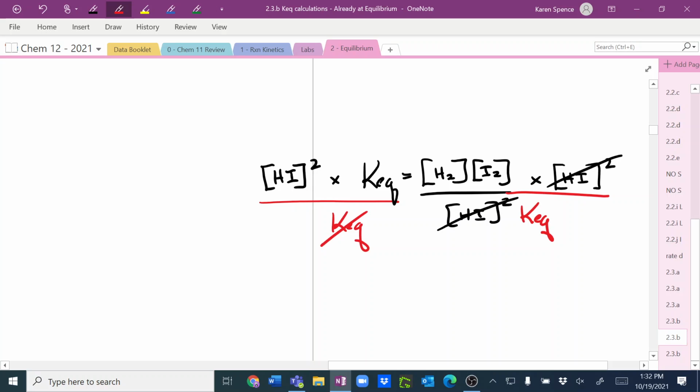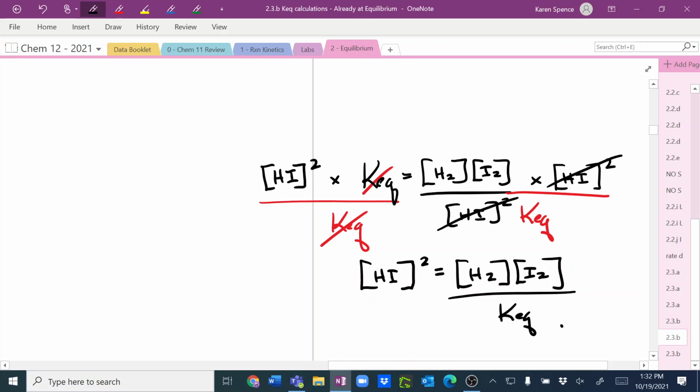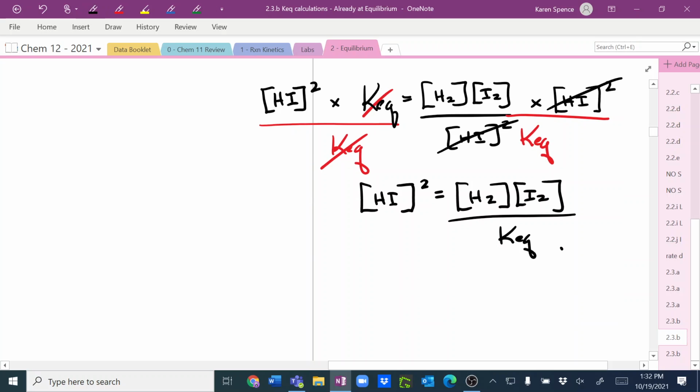Okay, and that gives us HI squared is equal to H2 times I2 over KEQ. I don't do math like that because it looks messy to me. I'm like, ugh. But if that works for you, totally do it. I don't mind if it looks messy to me. If it's your work and it makes sense to you, that's all right.